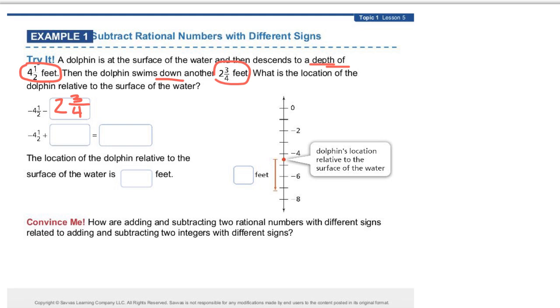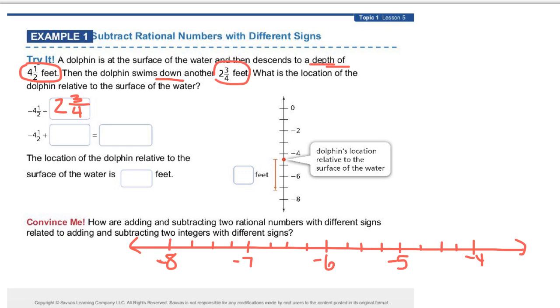Now you're going to do keep, change, change. You can either do a number line or you can do decimals. I want you to pause me while you work, and let's see if you can get the right answer. Come back when you're ready for checking.